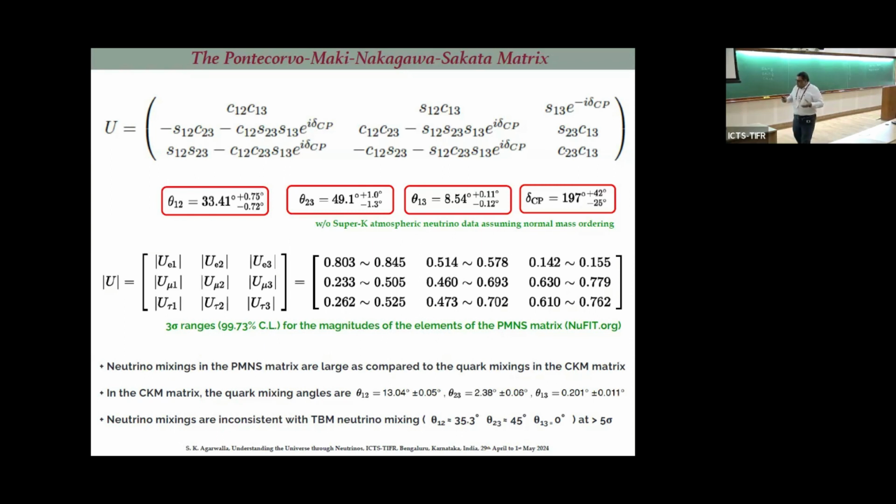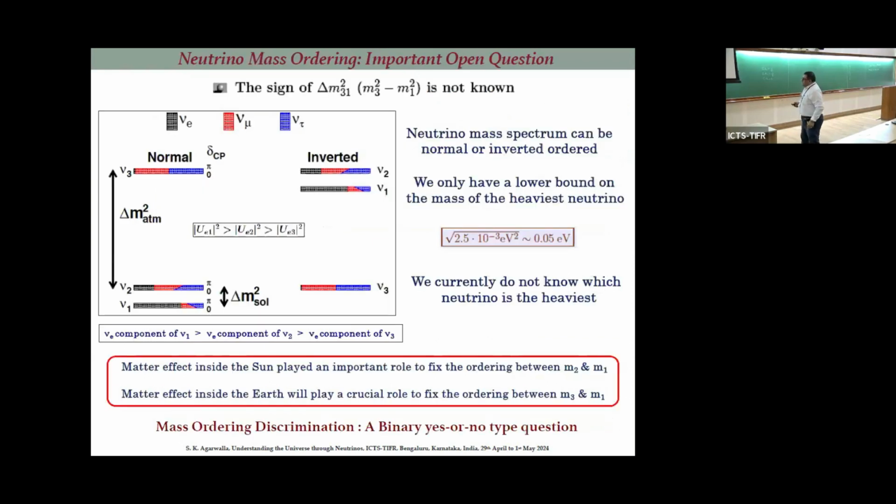Okay, and this was one of the predictions. So this TBM pattern, the zeroth-level TBM pattern, is now ruled out at more than 5 sigma confidence level. Okay. So now I will briefly tell you the open questions.